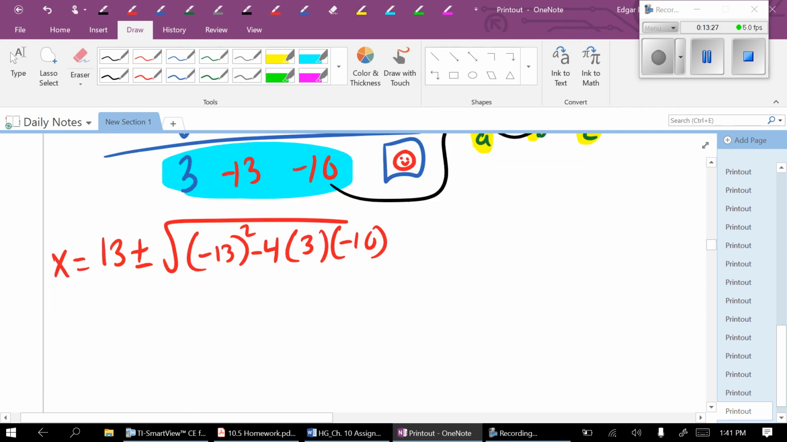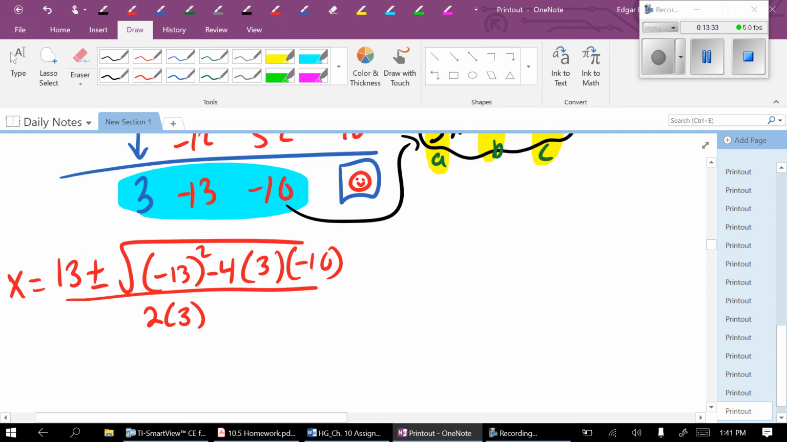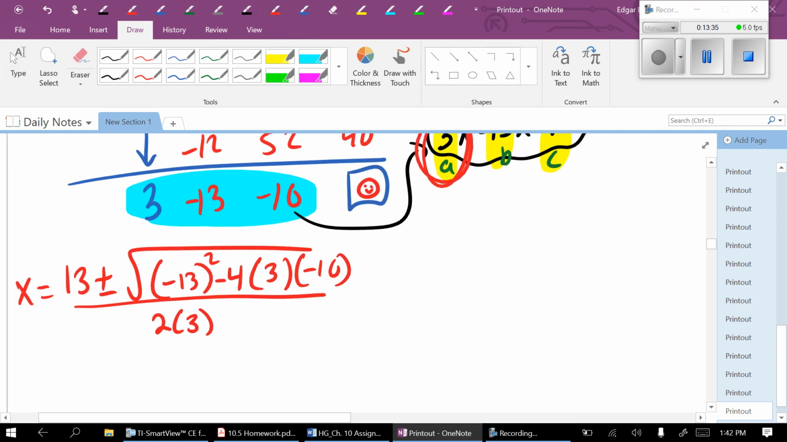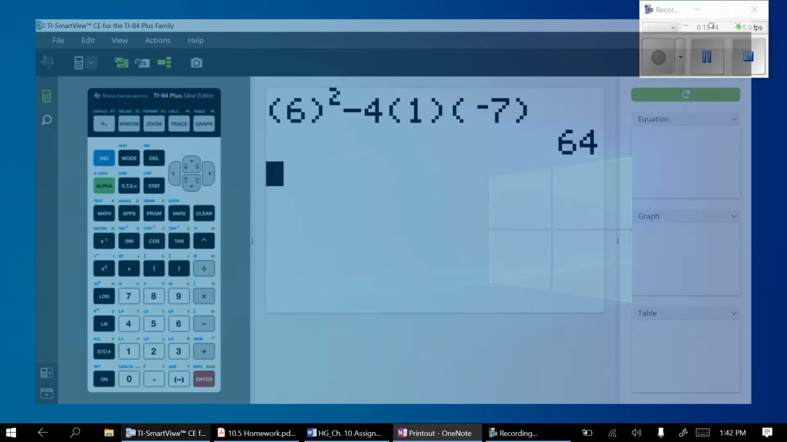And this is all going to be over 2a, so don't forget that part. People often forget that. So 2 times a, 2 times 3. Remember, your a is a 3. So let's go ahead and figure out what this all is. It looks like a pretty big number, so let's go ahead and figure it out.